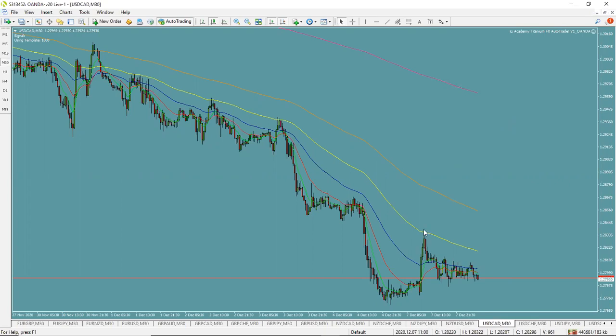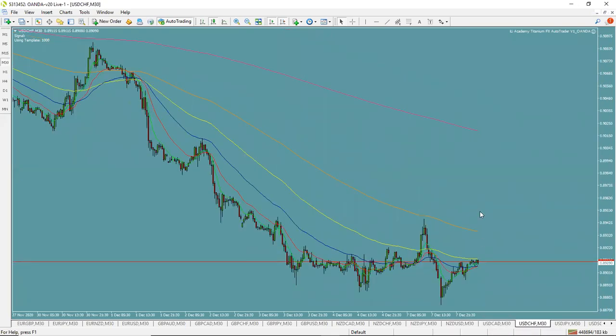We did get a pullback here almost to the 100. And so we could have dropped our order to short here on the 100 around this 128.08 area. We still would have been profitable because we're sitting down about 127.93 or so. As far as the US dollar Swiss, we are trading below our 720, well below the 720.